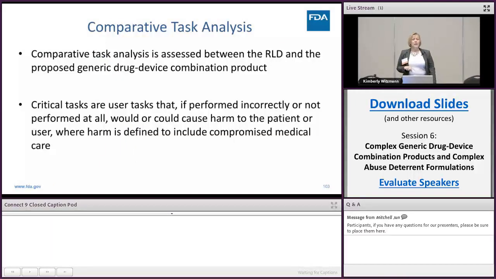So the next analysis that we talk about is the comparative task analysis. And this is where we actually compare between the RLD and the proposed generic drug device combination product. And again, we're looking at these critical tasks. And critical tasks are those user tasks that, if they're performed incorrectly or not performed at all, could cause harm to the patient or the user. And harm is defined as anything from actual injury to death all the way up to not getting your dose of drug. So harm has a very large definition in this case. And so we want to focus on those tasks that are really important to make sure the drug does what it's supposed to, gets to where it's supposed to go, and is used the same.